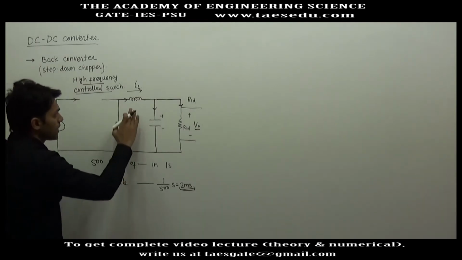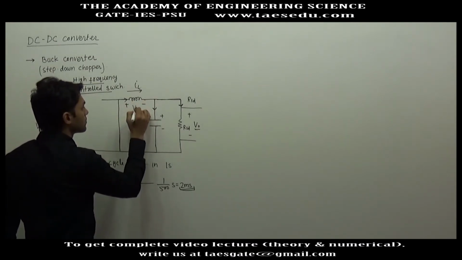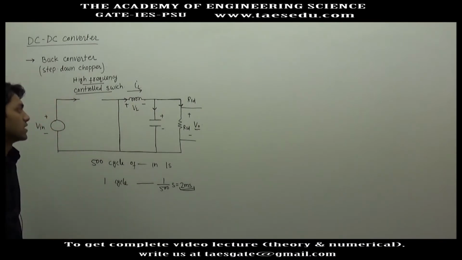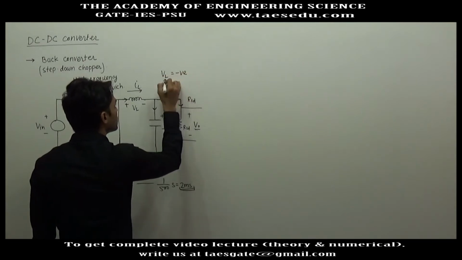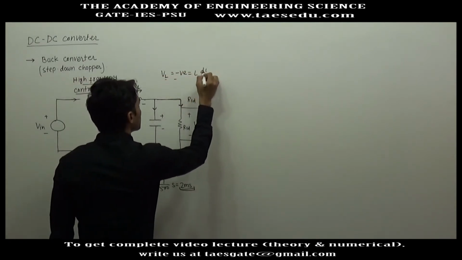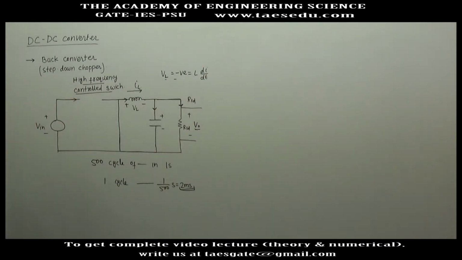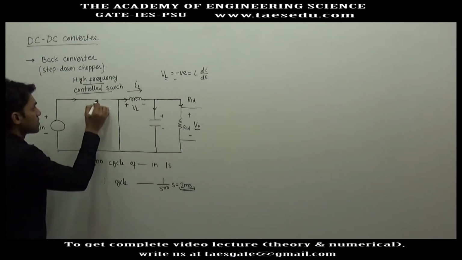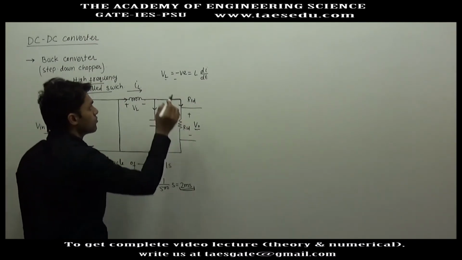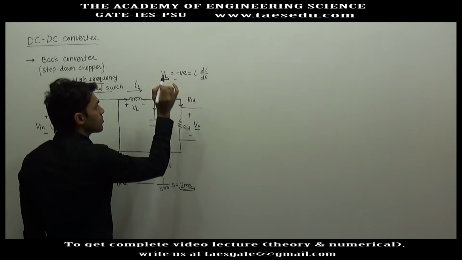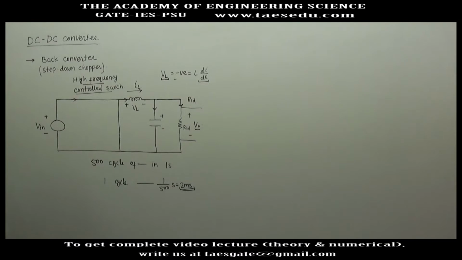If you analyze the voltage across the inductor, with this as the reference, you will find that in this case the voltage across the inductor will be negative, and if this voltage is negative, L di by dt will be negative, hence the inductor current will decrease. Again, when you connect this switch, I will show you later, the inductor voltage will be positive, so di by dt will be positive and the inductor current will rise.